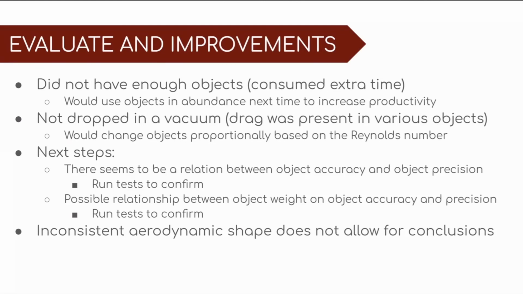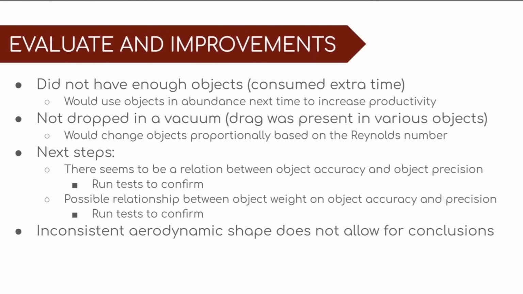Another thing is we didn't drop the objects in a vacuum, and drag was present in various objects. What we would do differently is change the objects proportionally based on the Reynolds number. As a tester, when I was dropping the bottle, for instance, it's not a round shape, and if it was slightly tilted at the drop, it would go towards that direction. It was very noticeable from the 4th floor.